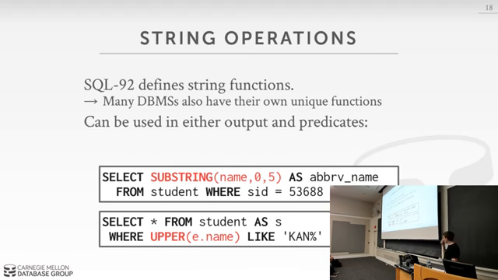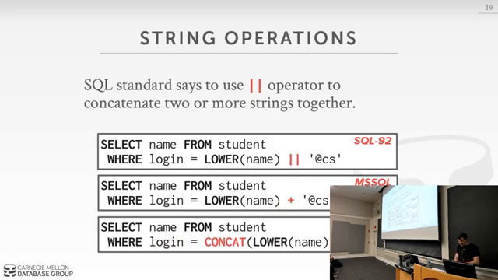Here the first query is going to take the name and take a substring and just get the first 5 characters. And then the second one we showed before of doing matching, where the uppercase version of the student name begins with K-A-N. So again, for the most part the basic string functions will be pretty much standardized across all systems. Where things get weird is when you want to start doing concatenation.